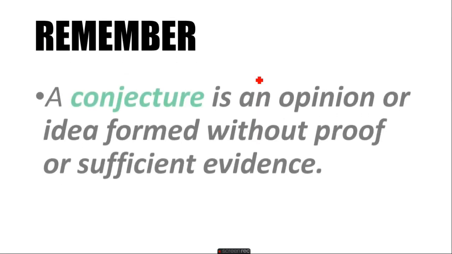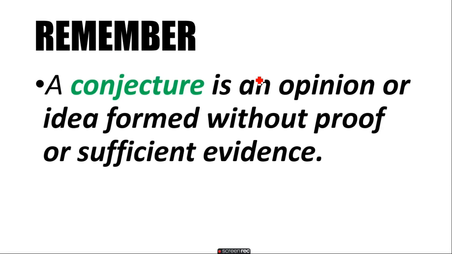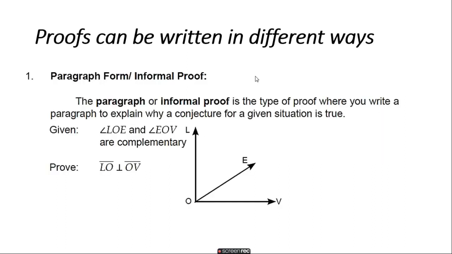Okay, next. A conjecture is an opinion or idea formed without proof or sufficient evidence. So we already used a conjecture, a statement that is formed so that we can have evidence, an explanation, or a counterexample. So that is actually a conjecture.